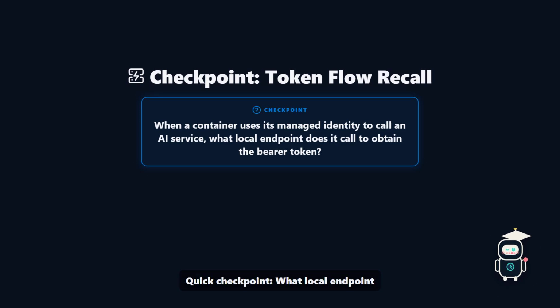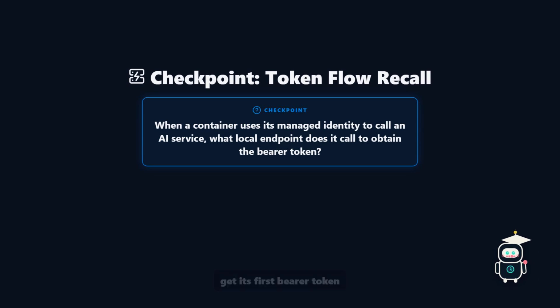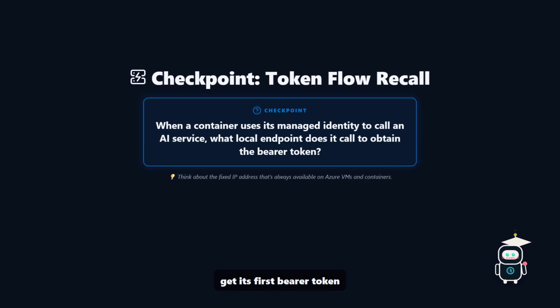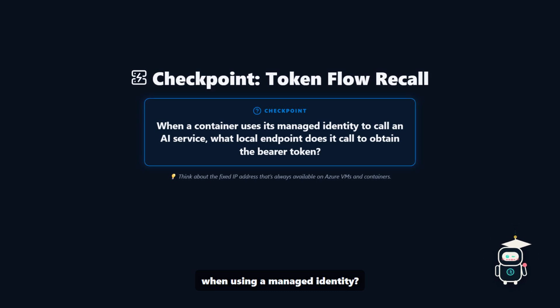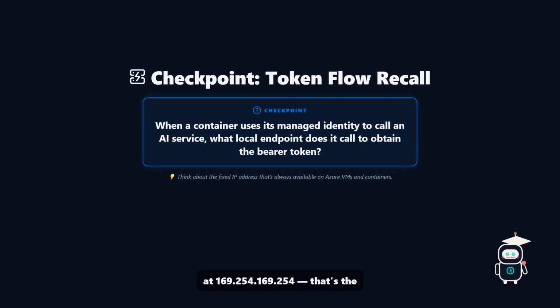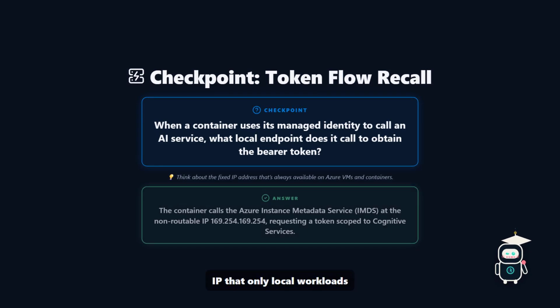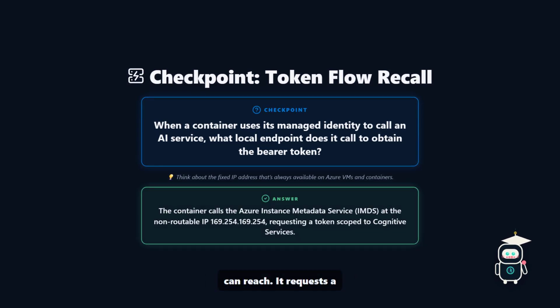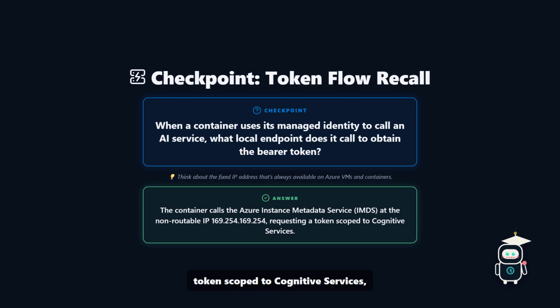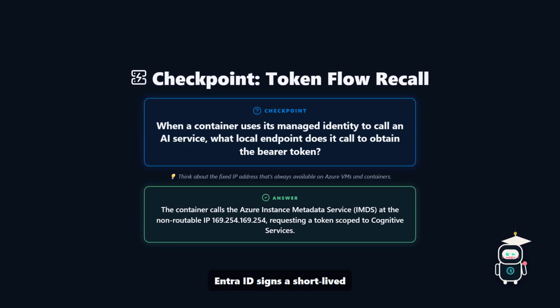Quick checkpoint. What local endpoint does the container hit to get its first bearer token when using a managed identity? Pause. The container calls the Azure Instance Metadata Service at 169.254.169.254. That's the IP that only local workloads can reach. It requests a token scoped to cognitive services.